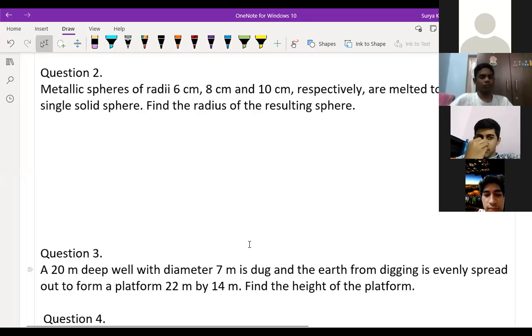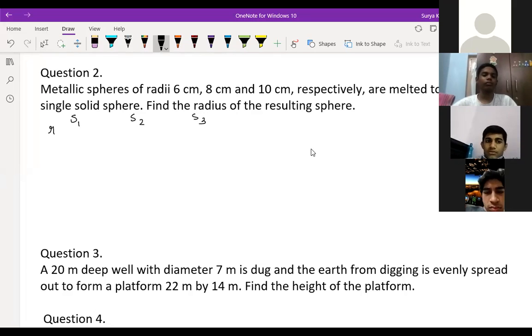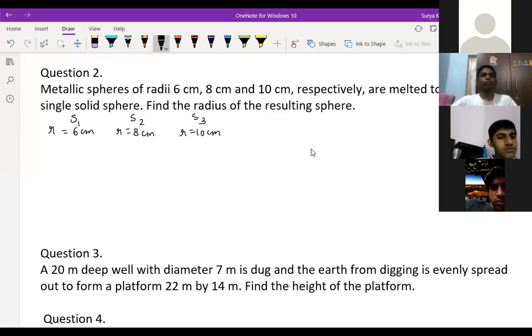Okay, fine. Now, metallic sphere of radius. There are 3 spheres, okay. So I'm writing here 3 spheres: sphere 1, sphere 2, sphere 3. First sphere radius is 6 centimeter. Second sphere radius is 8 centimeter. Third sphere radius is 10 centimeter. See, all the radii are different. You write here R1, R2, R3.